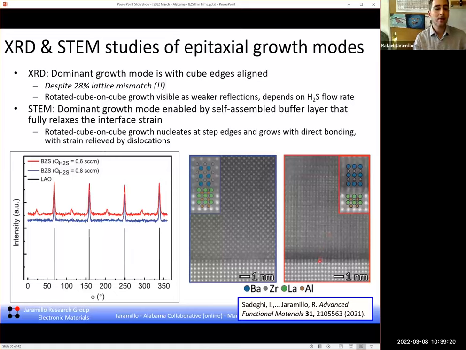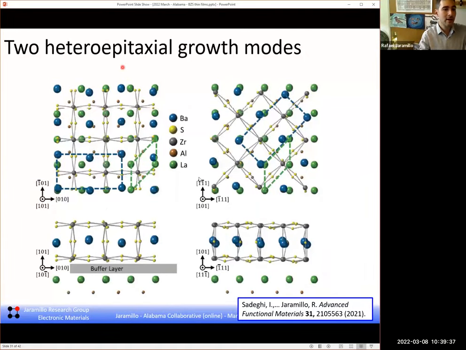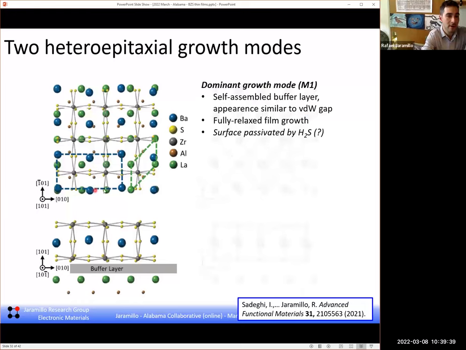And we can control the extent of this beautiful self-assembled, self-buffered epi and this direct bonded strained epi. We can control that with substrate selection and with H2S gas flow. So we're studying that interface passivation. In a little more detail here, this first mode, what we call M1, this dominant mode, we have the self-assembled buffer layer. It just forms. It's just kind of amazing that it just forms.